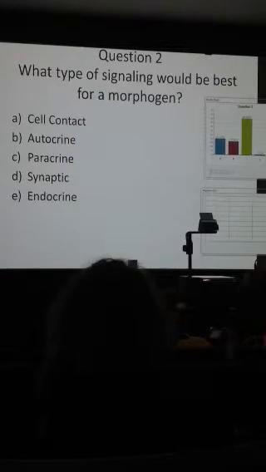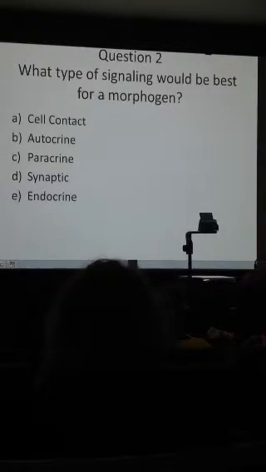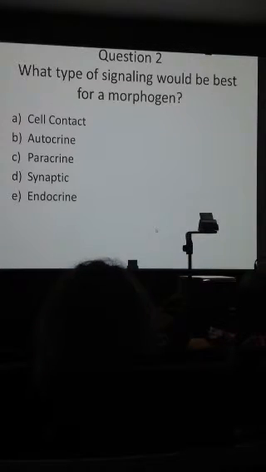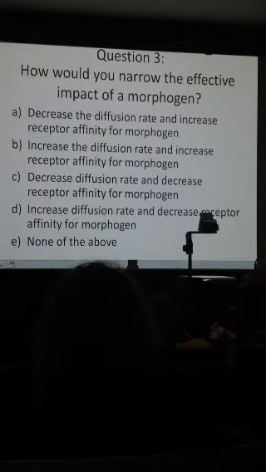All right, so for the next question, how would you narrow the effective impact of a morphogen? So if you wanted to make sure the morphogen only affected a very thin band of cells, how would you go about doing that? By decreasing the diffusion rate and increasing receptor affinity, by increasing the diffusion rate and increasing receptor affinity, by decreasing diffusion rate and decreasing receptor affinity, by increasing diffusion rate and decreasing receptor affinity, or none of the above.